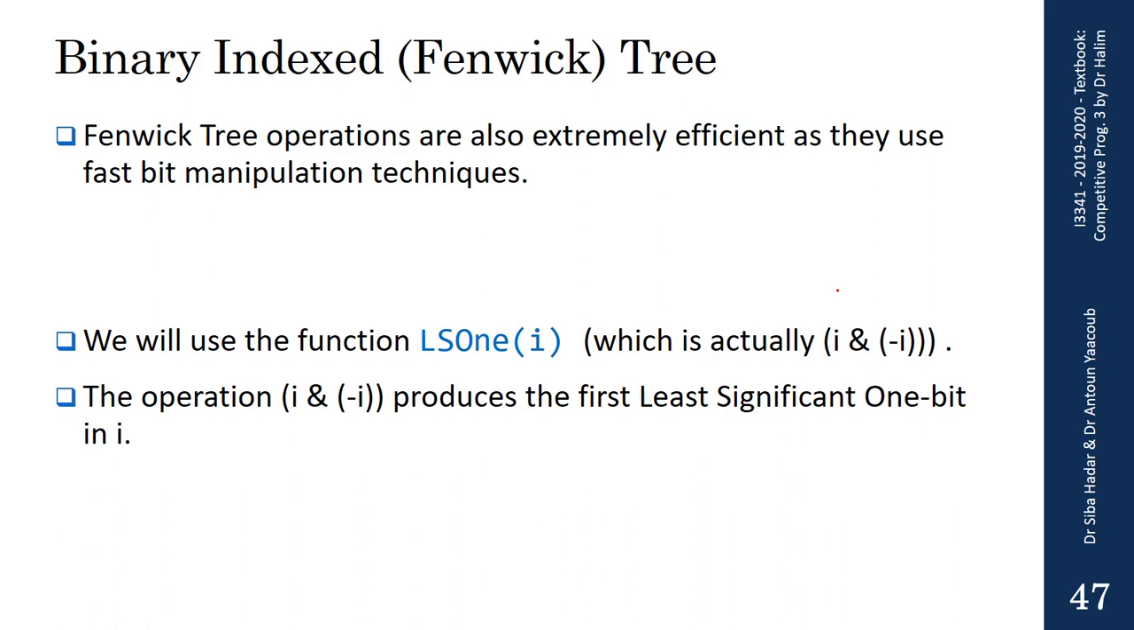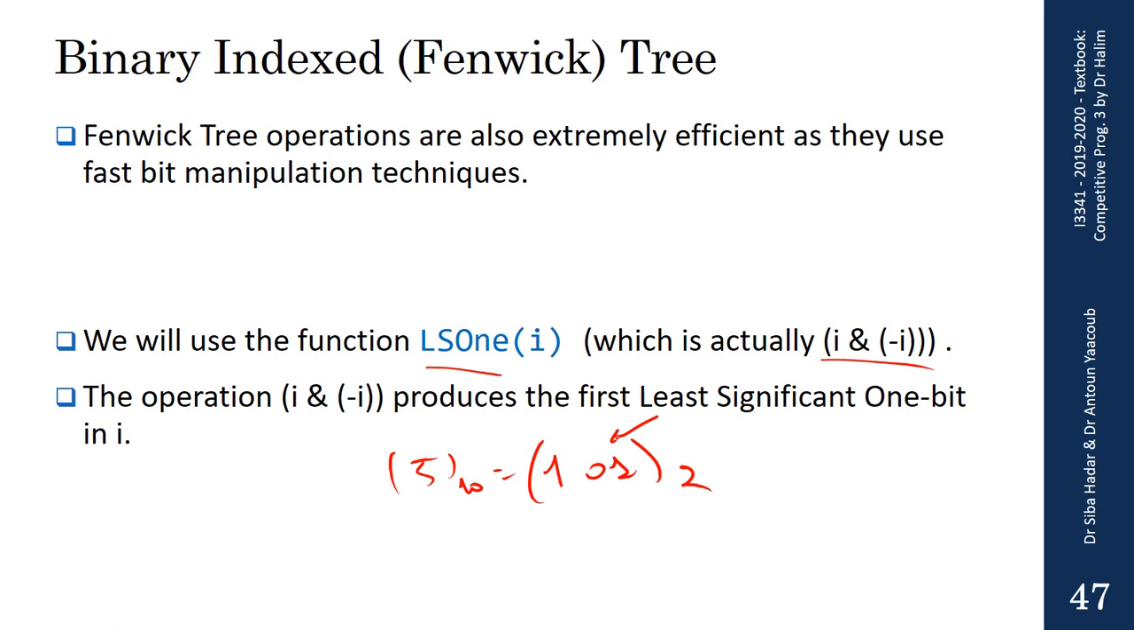The function that we'll be using is the least significant one of numbers, which we have covered in the previous part. It's equal to i and minus i. Let's take an example. If I have 5 in base 10, it's equal to 101 in base 2. The least significant one is this one.